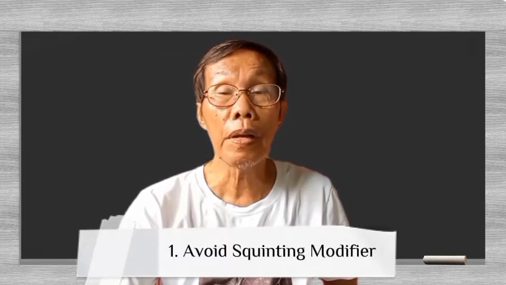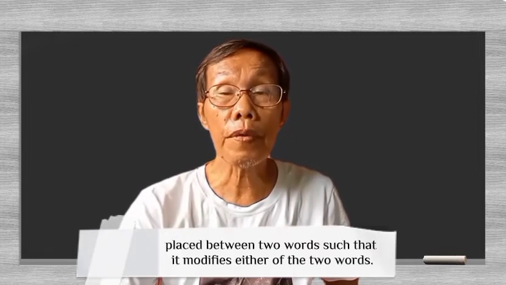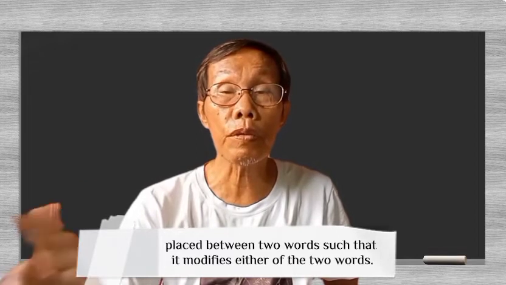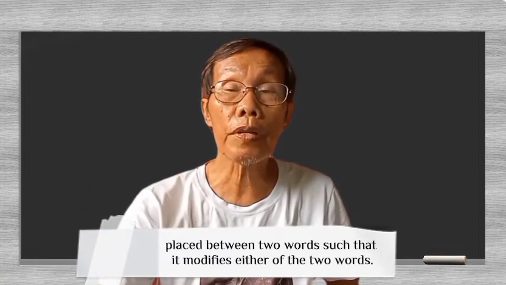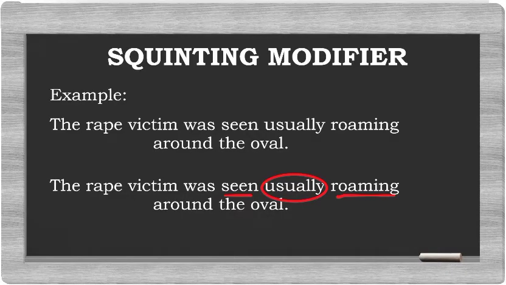The first thing that you should remember is this: avoid squinting modifiers. What is a squinting modifier? A squinting modifier is a modifier that is so placed between two words such that it modifies either of the two words. Here is an example. The rape victim was seen usually roaming around the oval. The adverb usually appears to modify the verb seen and roaming. So there are two possible interpretations of the sentence.